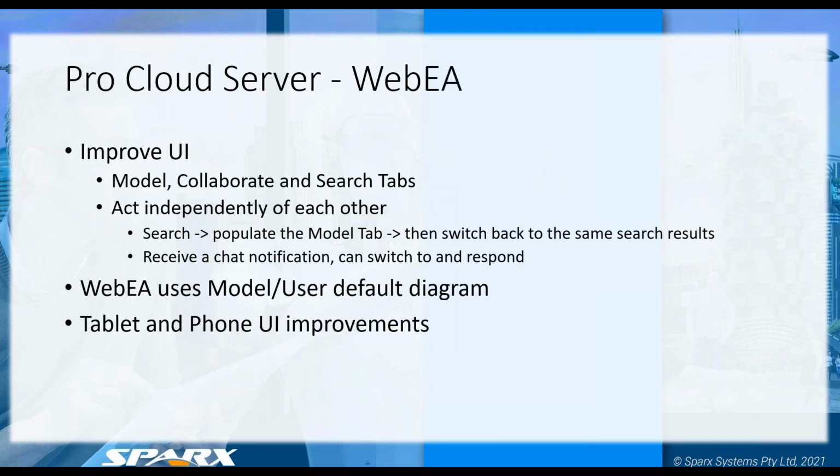Again, still on the ProCloud server, WebEA has also been given an update to its UI. Three new tabs have been created across the top for model, collaborate, and search, and they all operate independently of each other. So for instance, you might go to the search tab, run a search, and then double click on an element to populate the model inside the model tab. If you then switch back to the search results, your search results are still there. They haven't been blown away.